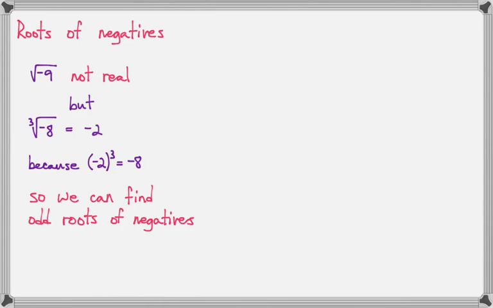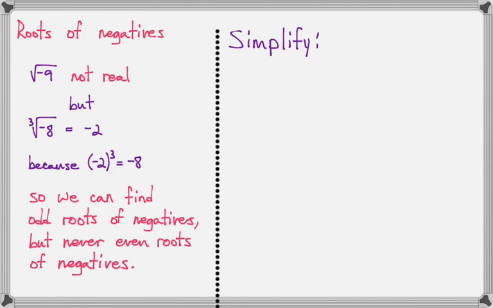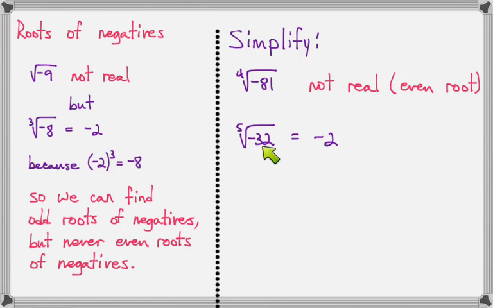We can find odd roots, like third root, fifth root, so forth, of negatives, but we can't find even roots of negatives, like square root, fourth root, sixth root. So we're going to practice on a few of them here. The fourth root of negative 81. Now, because this is an even root, this number is not real. There's not a number that when you raise it to an even power, you get a negative result. So that's not real. However, the fifth root of negative 32 is negative 2, because negative 2, if we raise it to the fifth power, would make a negative 32.